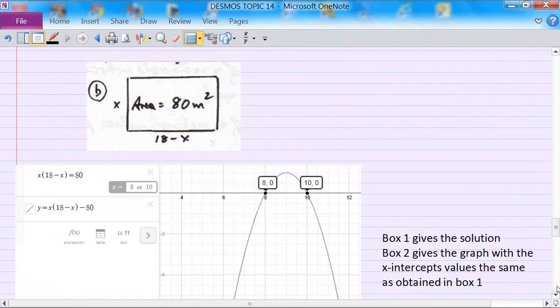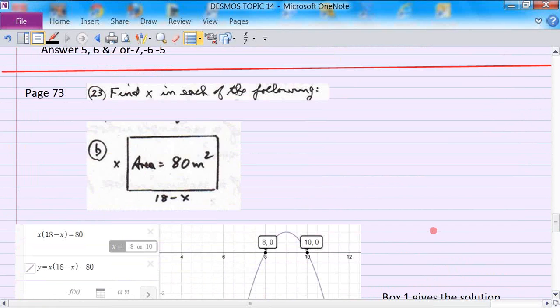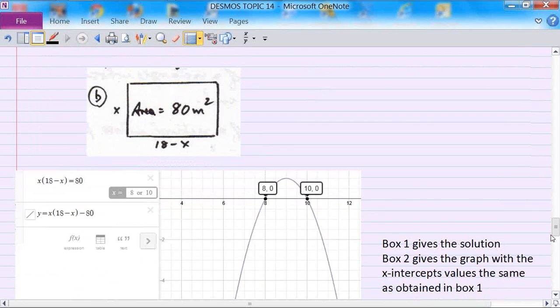Here we have an area problem, and we know that this times this equals 80. So I put that into Desmos right here. It gives me the solution 8 or 10. So this is 8, and this is 18 minus 8 or 10. So if I put 10 in here, I get 18 minus 10, and I get 8. So any which way, it's 8 times 10. And you can see here's the graph of the intercept verifying what we did.